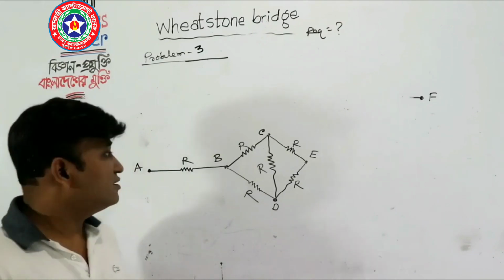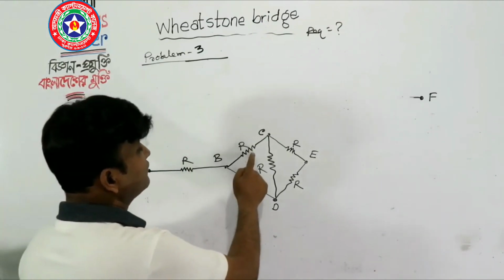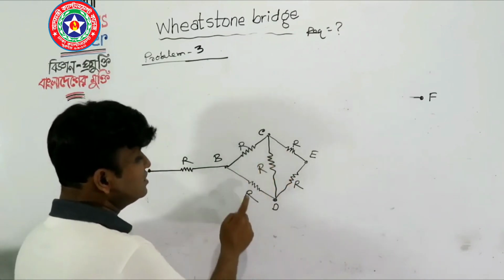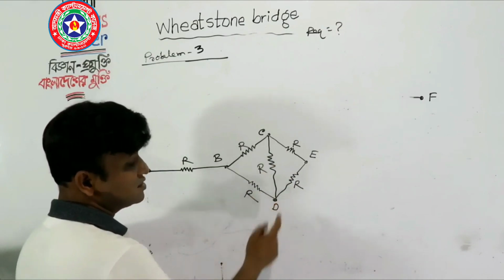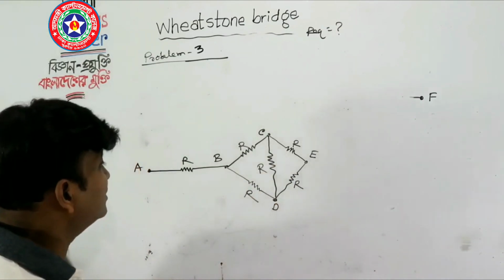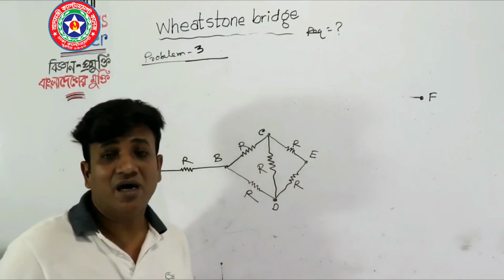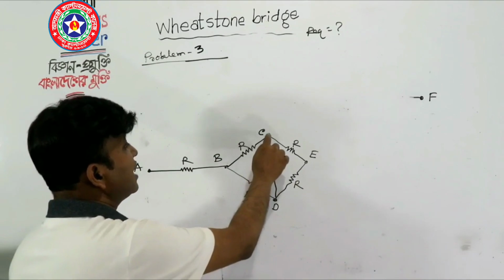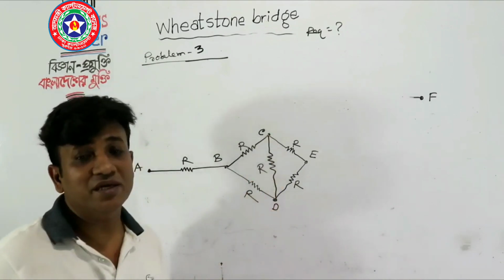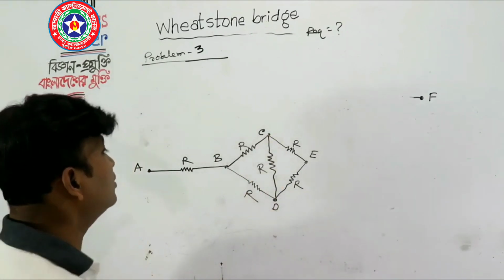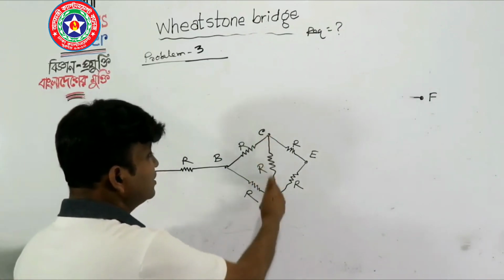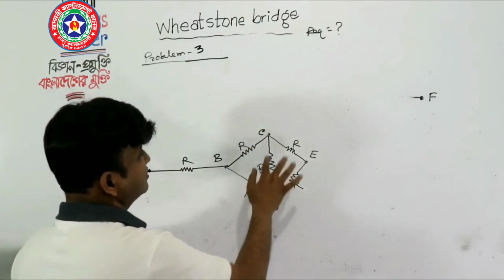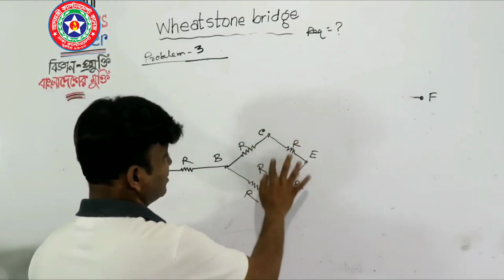Here we are getting that the ratio of R on this side and this side is 1, and the ratio of this side R by R is also 1. So the circuit obeys the Wheatstone Bridge principle. So the potential at points C and D will be equal. As a result, no current will flow through this resistance, so we can remove it.